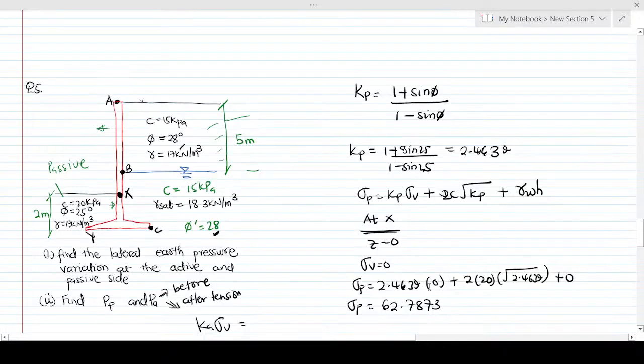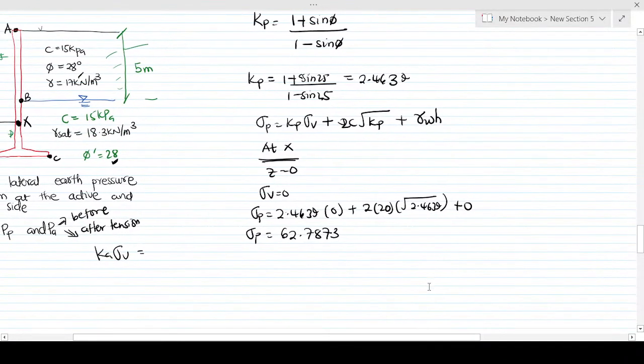Right? Yes. Then we take another point at y, right?